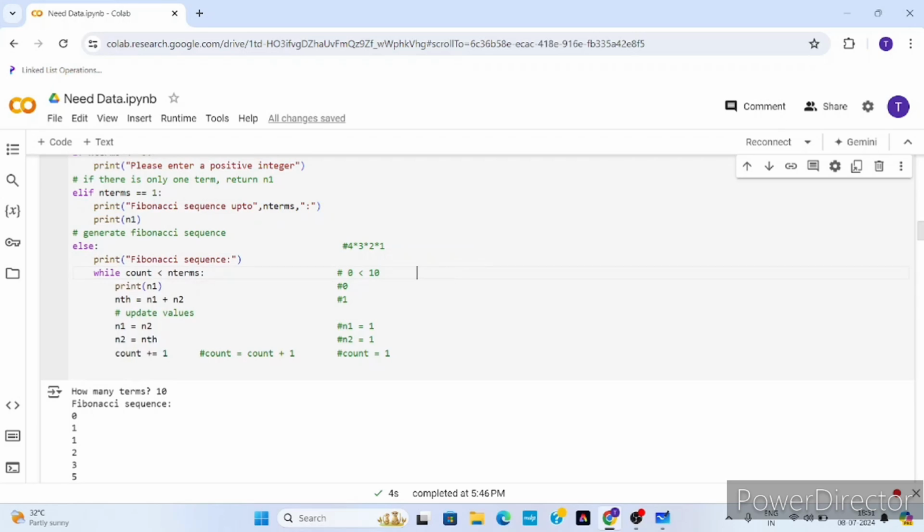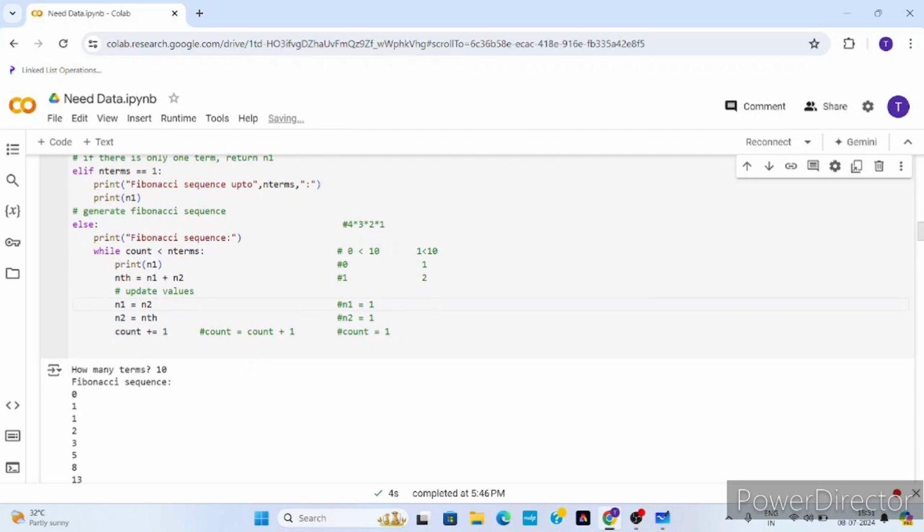Next, the second iteration continues. In the second iteration, the count value is 1. So 1 is less than 10. The condition is checked. Next, our n1 value is now 1. Next, our nth value, that is n1 plus n2. Now our n1 value is 1 and n2 value is also 1. So here it will be 2. And now our n2 value is 1. So it moves to n1 and enters here.